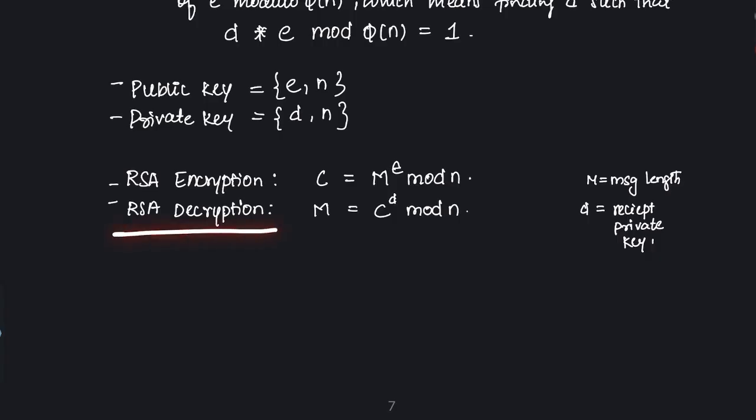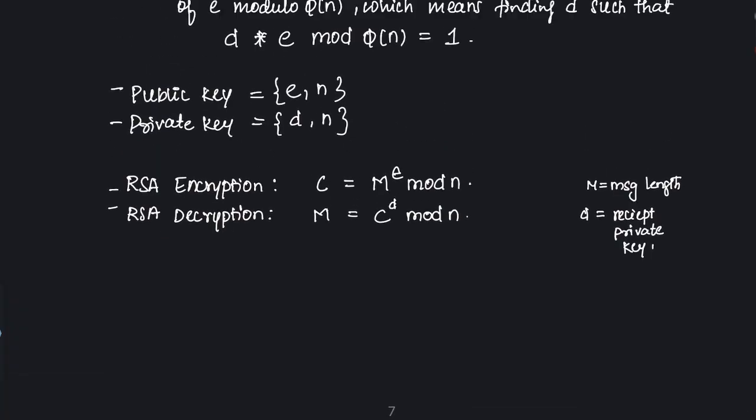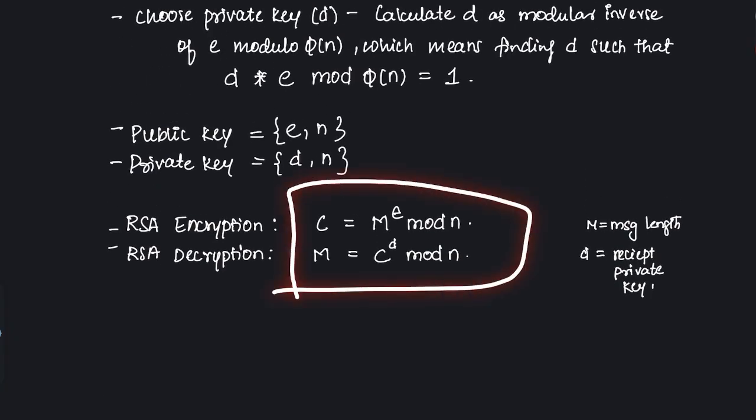Coming to decryption, to decrypt the ciphertext we use M is equal to C power D mod n. Here D is the recipient's private key. So after working out the RSA encryption and decryption, we'll be able to get the final answer through this.